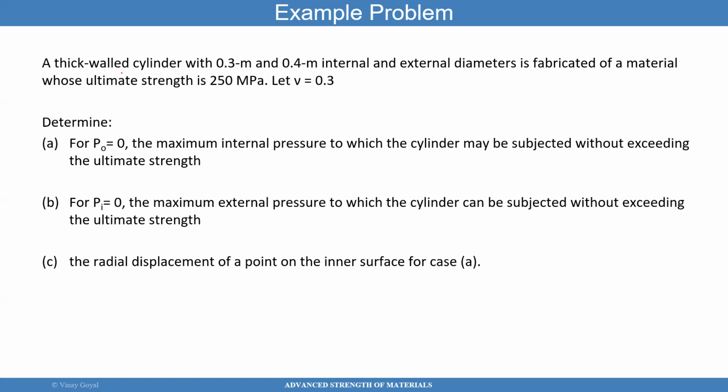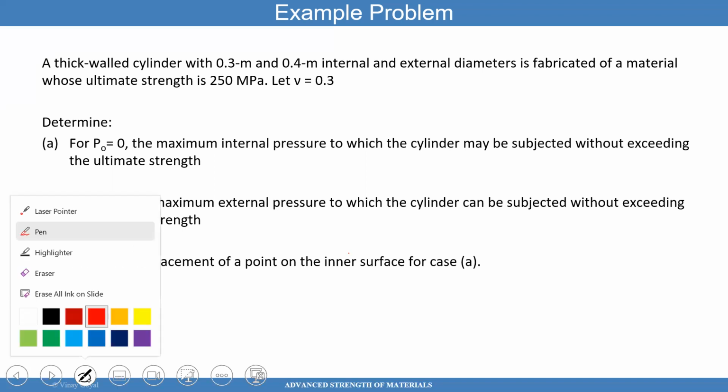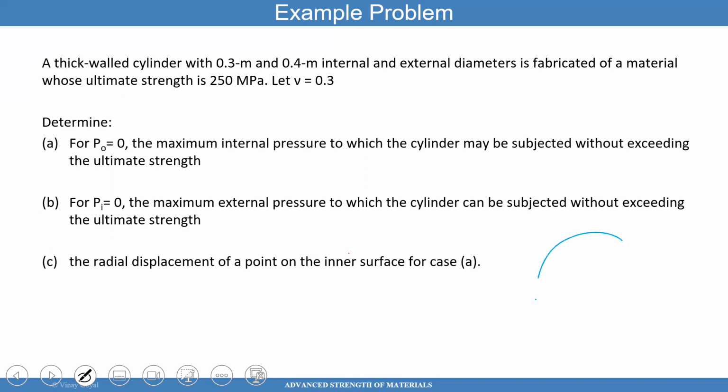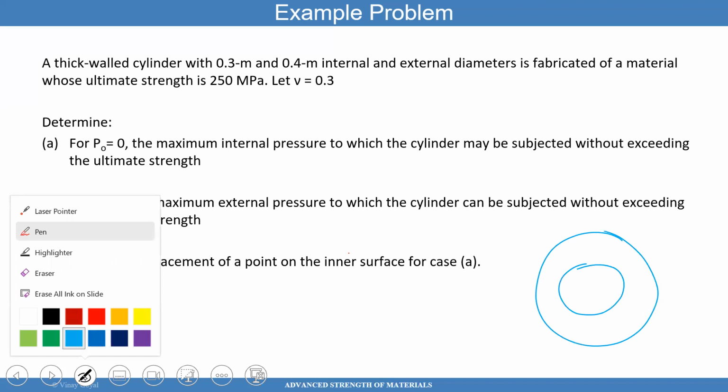So it says a thick cylinder with a 0.3 meter and 0.4 meter internal and external diameter is fabricated of a material whose ultimate strength is 250 megapascals with a Poisson ratio of 0.3. Okay, that's good enough for me. I think I can now draw something that makes sense to me. It's a thick cylinder. It's clearly not perfect because I don't have the pen, but good enough for me now.